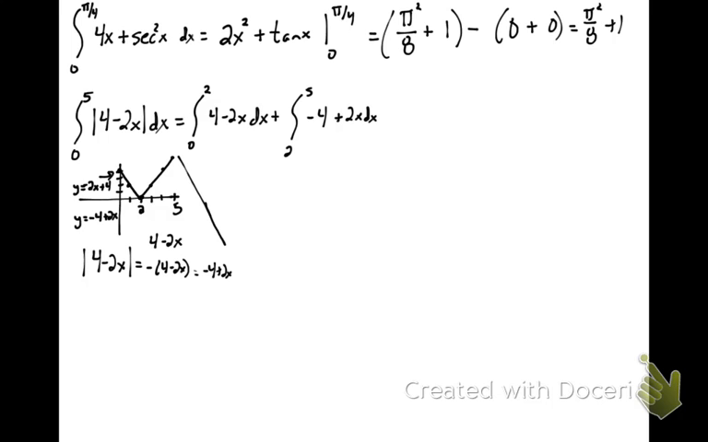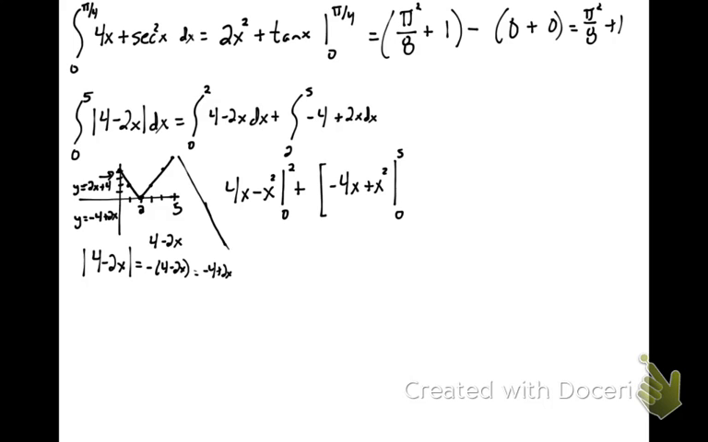The integral of 4 minus 2x is 4x minus x squared, and I'll be looking at that from 0 to 2, plus the integral of negative 4 plus 2x, which is negative 4x plus x squared, and that's going from 2 to 5. And I've always found it helpful to throw in a bracket there, just to help me keep organized.